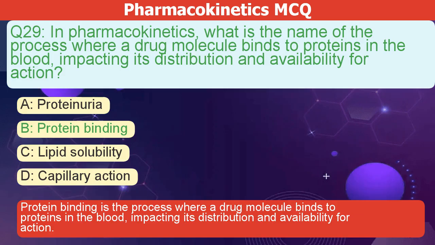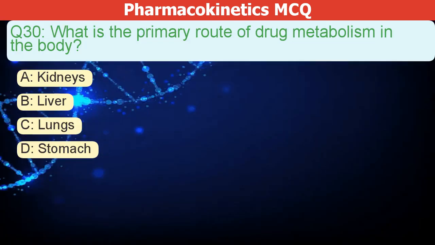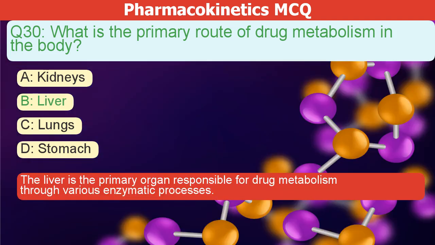The correct answer is B. Protein binding is the process where a drug molecule binds to proteins in the blood, impacting its distribution and availability for action. What is the primary route of drug metabolism in the body? A. Kidneys. B. Liver. C. Lungs. D. Stomach. The correct answer is B. The liver is the primary organ responsible for drug metabolism through various enzymatic processes.